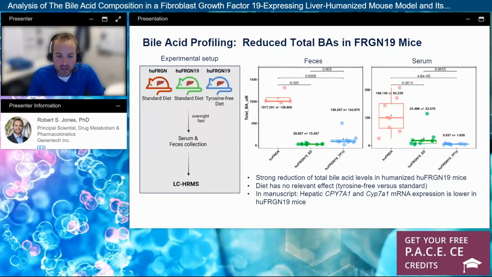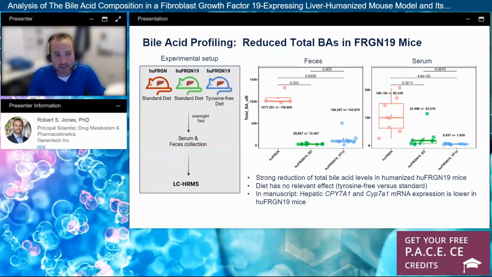And so, as I mentioned, we had an overnight fast, and all we did was collect serum and feces. And then we profiled a number of bile acids. I think over 50 bile acids were profiled in this study, and all the data is actually included in the supplemental material. But in particular, I wanted to highlight these two figures on the right. On the left in the feces, you can actually see both in the standard diet as well as the tyrosine-free diet and the FRGN19 mice.